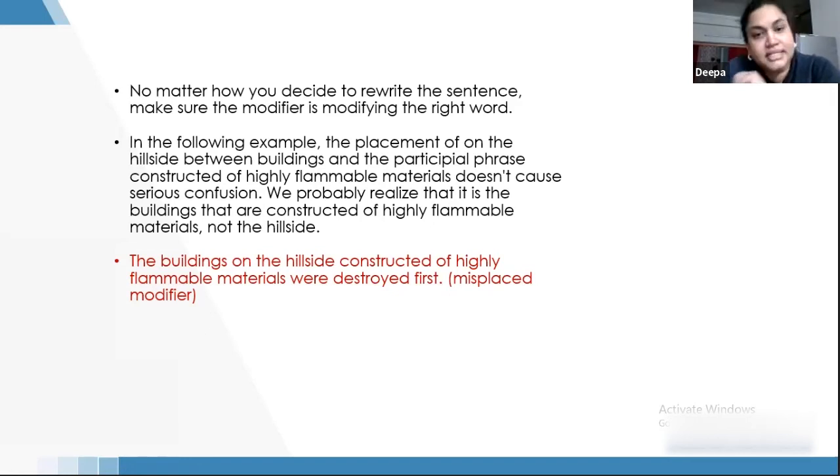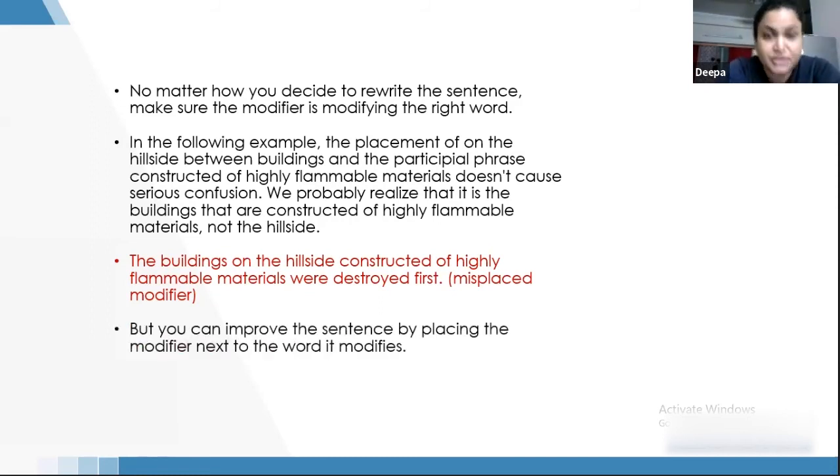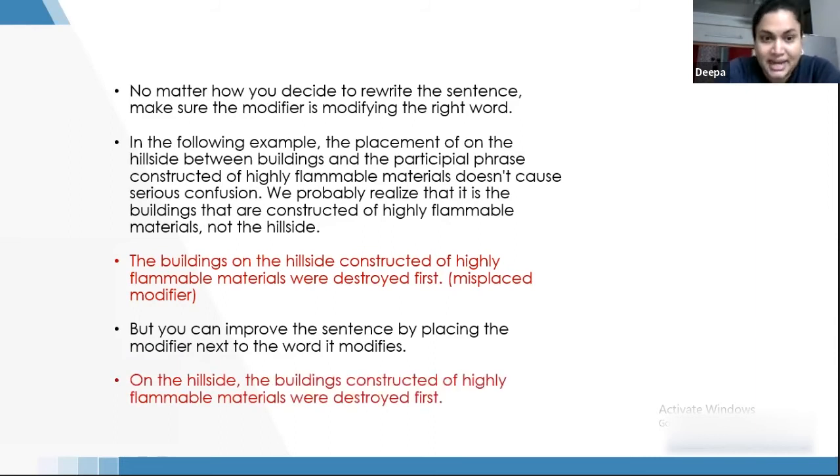Understand the buildings on the hillside constructed of. Now here you have two things: the buildings, on the hillside. Now, on the hillside, what was constructed of highly flammable material? Are we referring to the hillside that was constructed of highly flammable material, or are we talking about the buildings? We need to understand that first. But you can improve the sentence by placing the modifier next to the word it modifies. So: on the hillside, the buildings constructed of highly flammable materials were destroyed first.